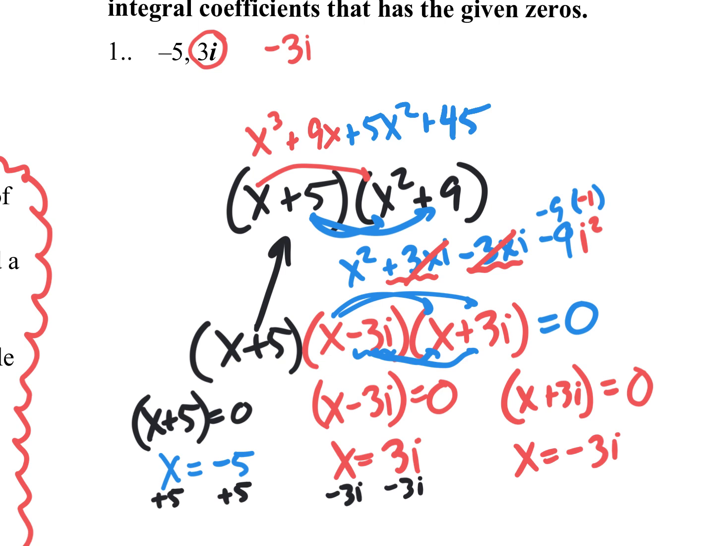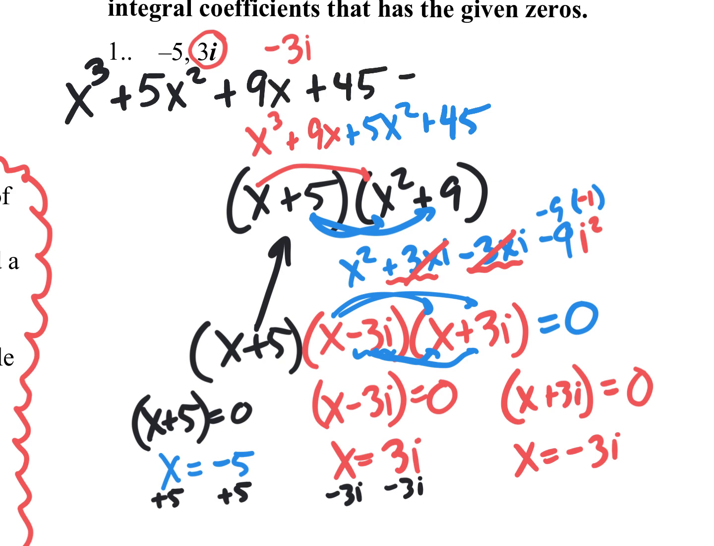So the only other thing we could do to make this look nicer is to write it in standard form. Highest exponent down to smallest. So here's your correct standard form polynomial equation. X to the third in front plus 5x squared plus 9x plus 45. And of course, equal 0 would make that an equation that if you did solve, it would give you the three answers, negative 5, positive 3i, and negative 3i.